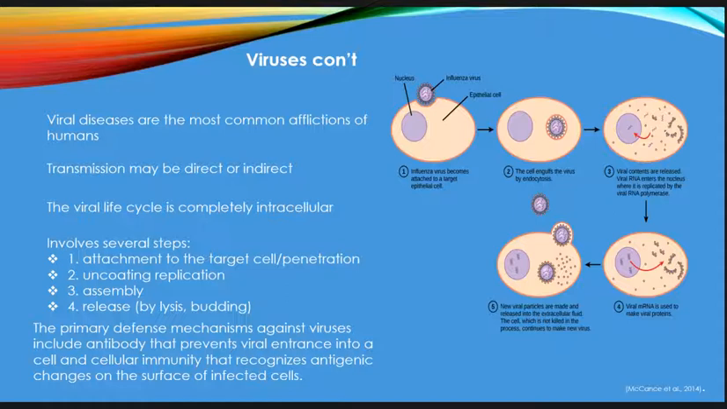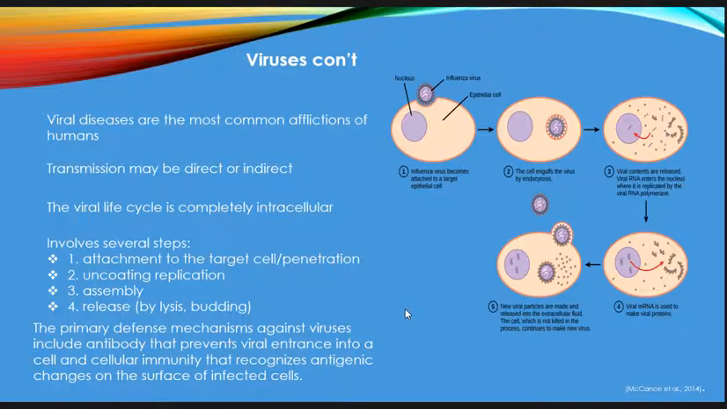Viruses are the most common afflictions of humans. Transmission can be either direct or indirect. An example of direct contact would be if the virus was in an animal. Indirect would be if you got it from someone coughing on you. The viral life cycle is completely intracellular. This means that they need a host to be inside, such as depicted here in this slide on the right.